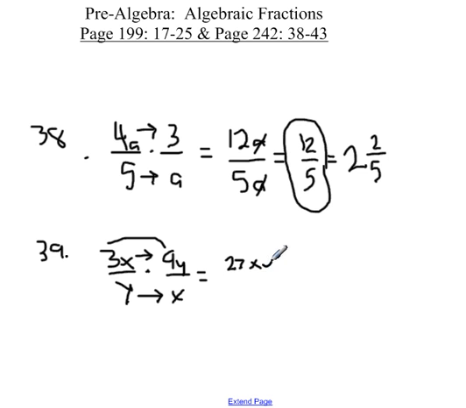27xy. And on the bottom, you again have xy. Put those in alphabetical order just to make sure they're in the same order on top and bottom. And you notice you have 1x on top that cancels with 1x on bottom. 1y on top, it cancels with 1y on the bottom. So all you're left with in this problem is 27, and that's your final answer. All right, let's move on to number 40.